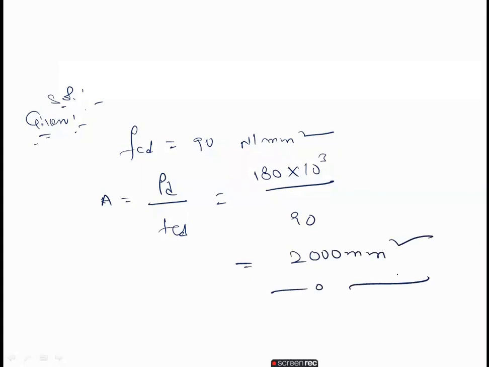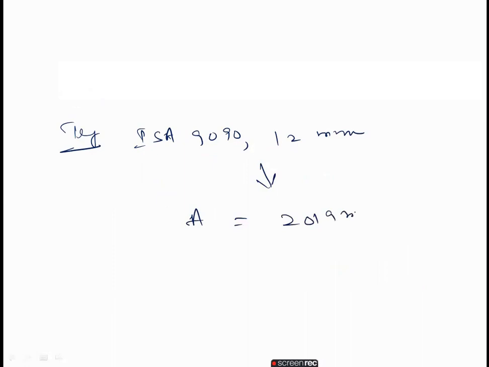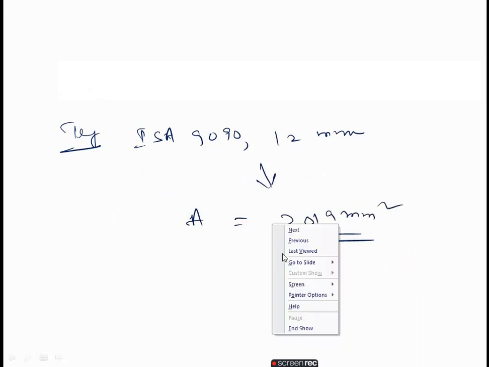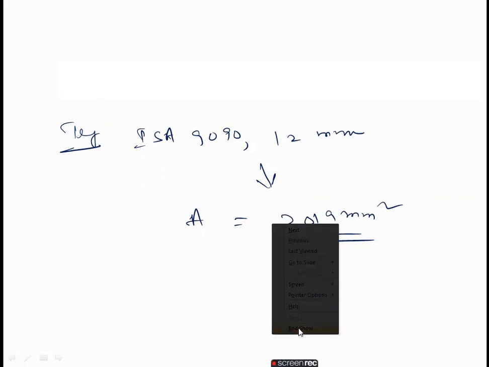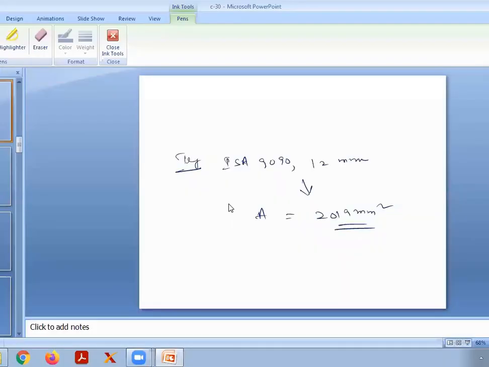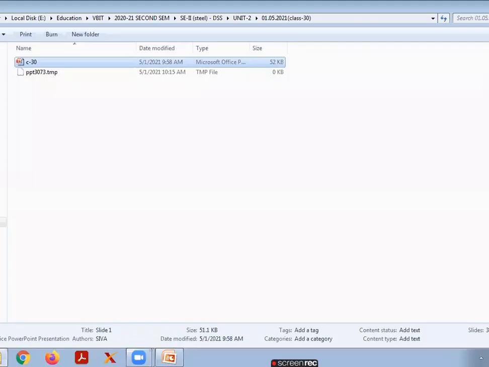So now from this area, the third step, you have to select the section. So now I will select the section. I will try here ISA 90×90×12 mm. For this case, the area is around 2019 mm square. Anyway, I will open that steel table. Wait for 1 minute. Please, all of you open the steel tables also. It's my sincere request.